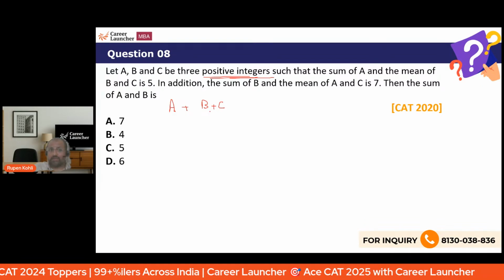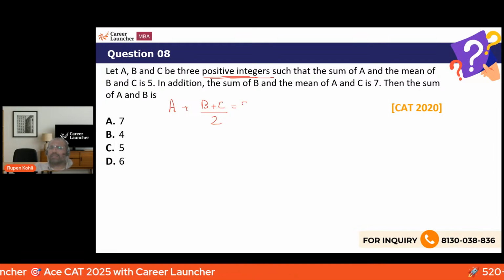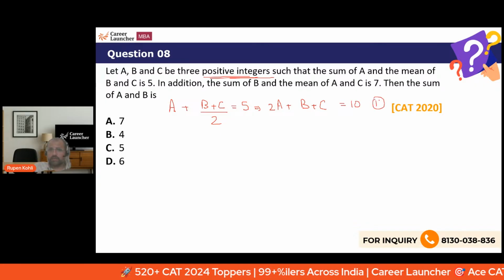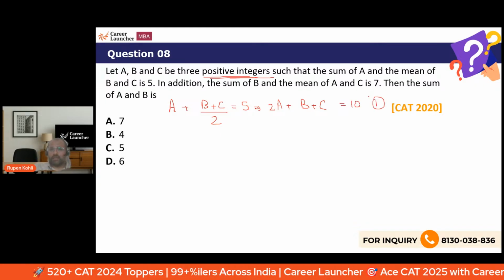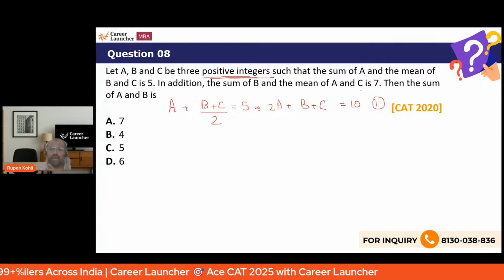Mean, average. Average of two numbers is sum of numbers upon 2. So a plus (b plus c) by 2 is 5. I don't like fractions in my coefficients. 2a plus b plus c is 10 is my first equation. I like that. Always keep coefficients as integers. Only then you can do your analysis.